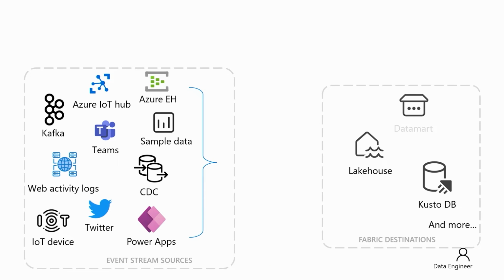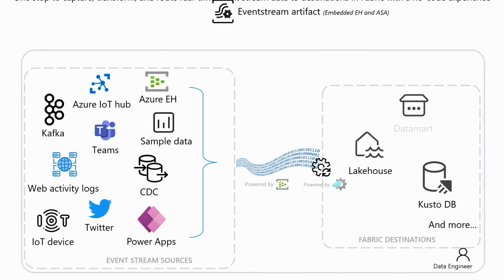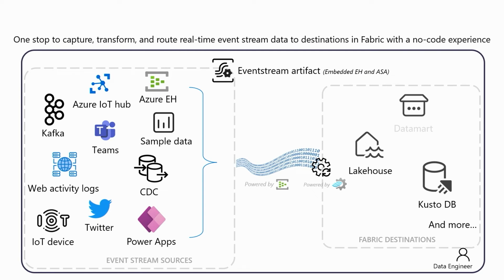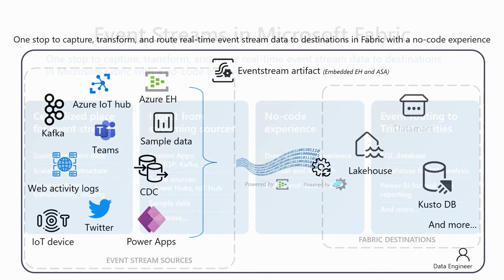What we've done is we've set these sources as event stream sources, so you can have an Azure Event Hub, Azure IoT Hub, change data capture information, information from IoT devices, Kafka events, and we want to be able to take those stream sources and land them in these Fabric destinations. So we've introduced event streams, which is taking the power of Event Hubs and Stream Analytics, putting them together, and adding them to Microsoft Fabric.